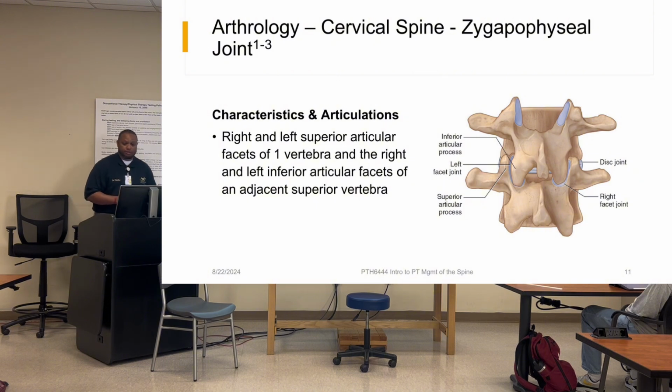Again, characteristics and articulation of the zygapophyseal joint of the cervical spine. So you have the right and left superior articular facets of one vertebrae and the right and left inferior articular facets of an adjacent superior vertebrae articulating with each other. So here you can see the facet joint, the left facet joint of the inferior vertebrae articulating with the inferior articular process of the superior vertebrae. So the inferior vertebrae is gonna have the superior articular process articulating with the inferior articular process of the superior vertebrae. Okay. Then you have your disc joint, and then also the right facet joint. All right, here we go.